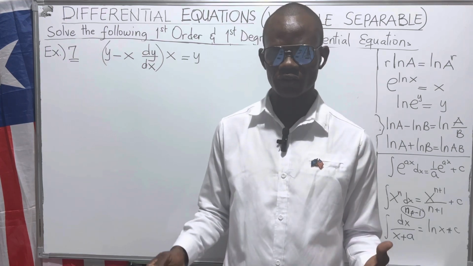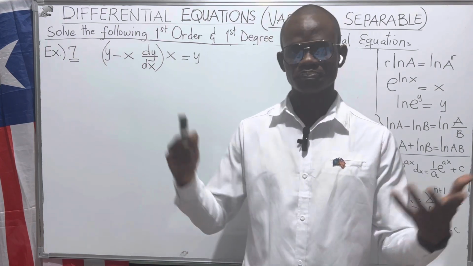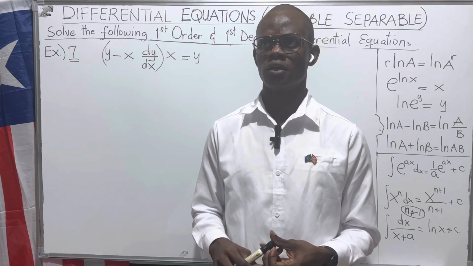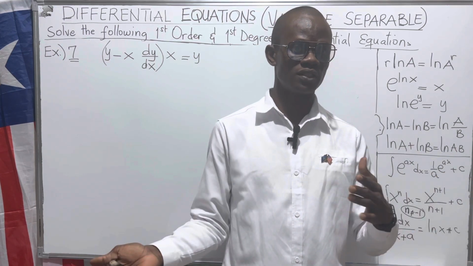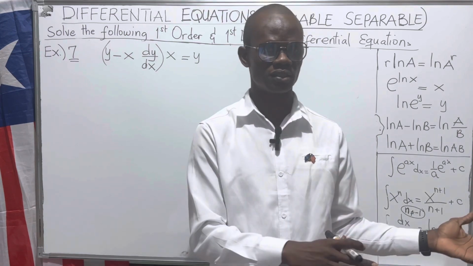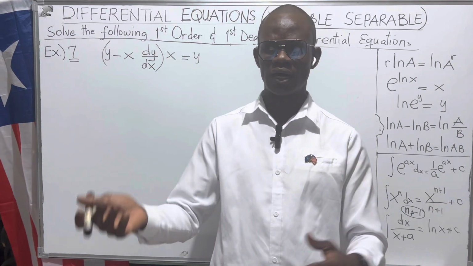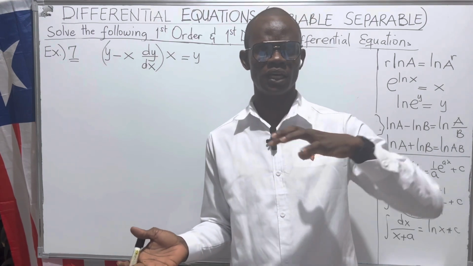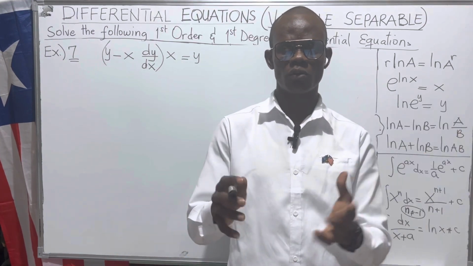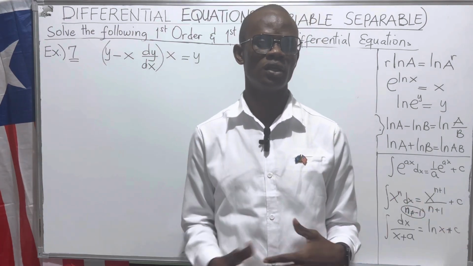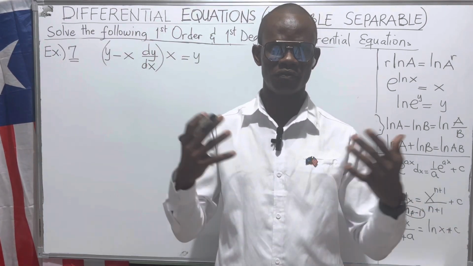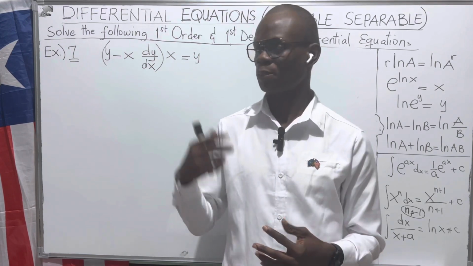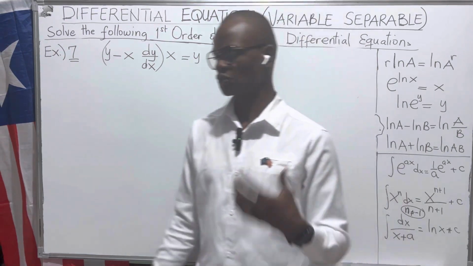So we told you initially that when you have a differential equation wherein you can easily separate the variables in x from the variables in y, that is to say, you put all of the expressions with the variables in x on one side of the equation and the ones in y on the other side, then you can apply the variable separable method to find a general solution. So this is what we want to do. So let's get started.